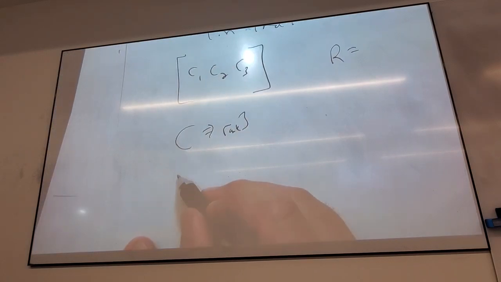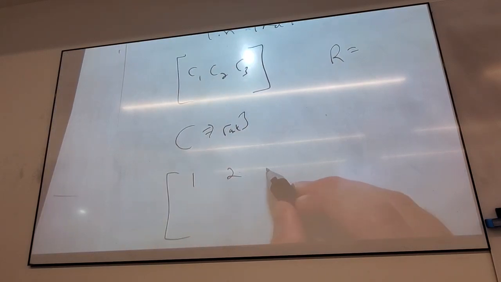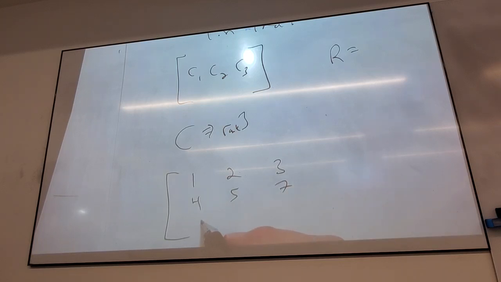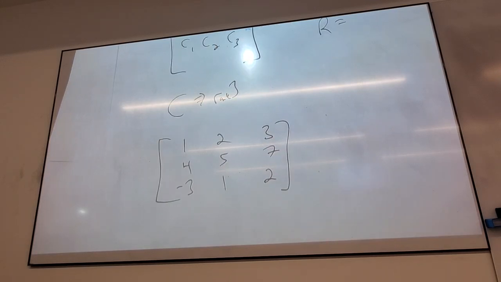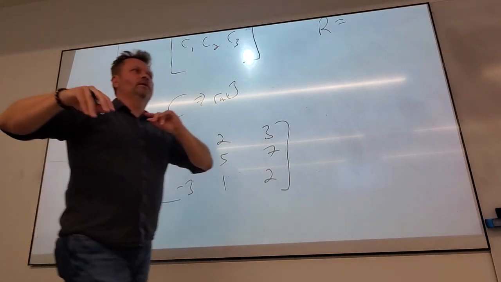So here, let me give us an example. Let's see if I can do this. 1, 2, 3, 4, 5, 7, -3, 1, 2. Okay. More than likely, that's linearly independent. It's really difficult to create a truly, I'd have to double check, but let's just pretend like that is.